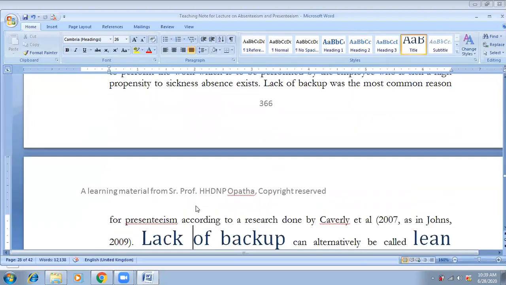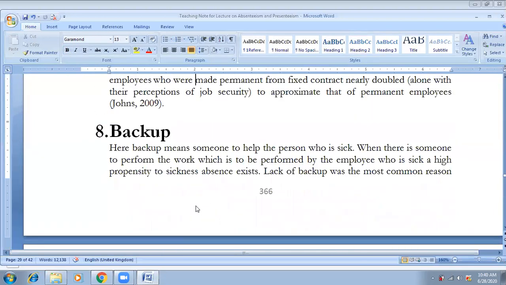Okay, all right, then backup. What is this backup? Backup means there is someone to help the person who is sick, someone to perform the work which is to be performed by you. When there is no backup, the propensity for sickness absence is high.